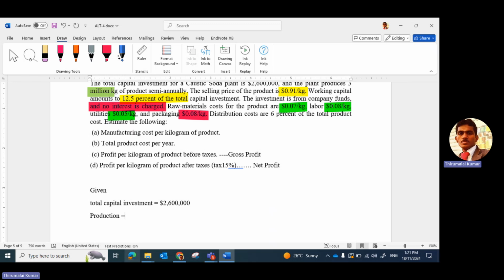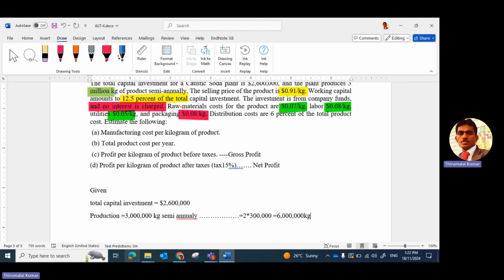The plant production is 3 million kilogram semi-annually, so half yearly. Whenever I want to convert it into annual, in a year it is twice, so 2 times 3 million is equivalent to 6 million kilogram of product.